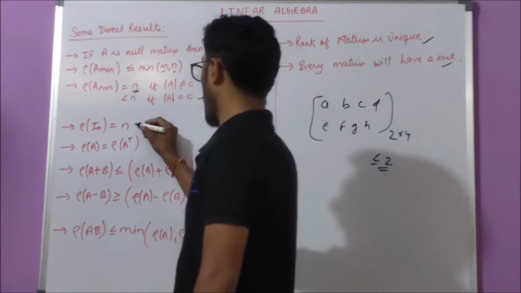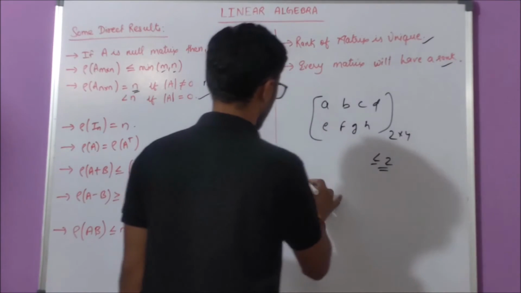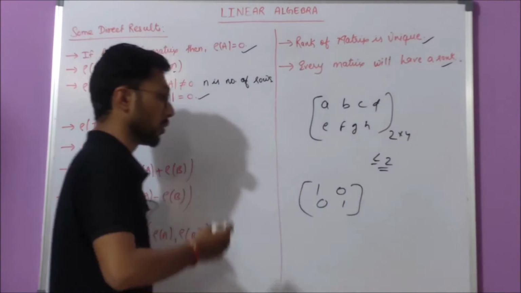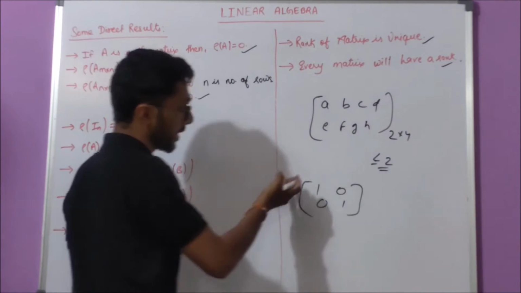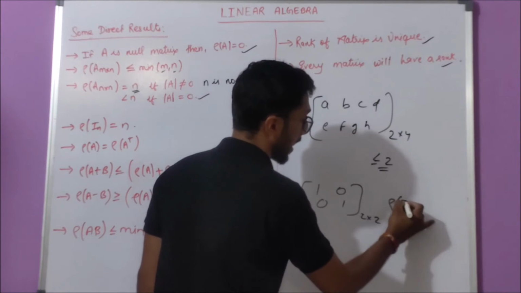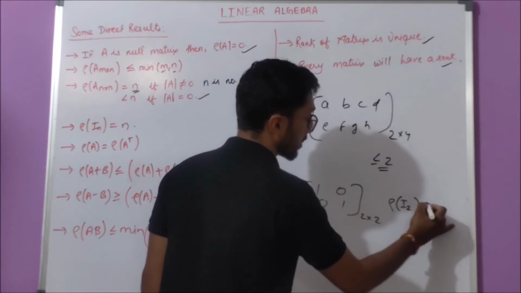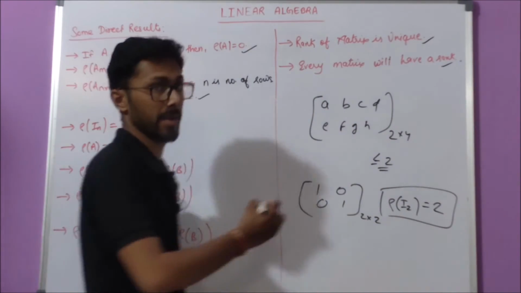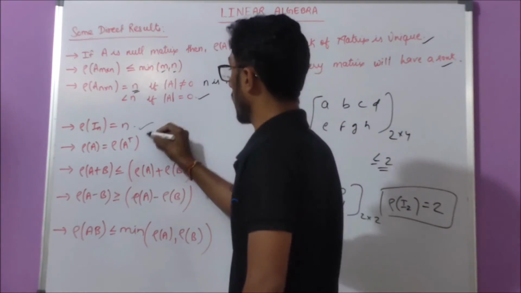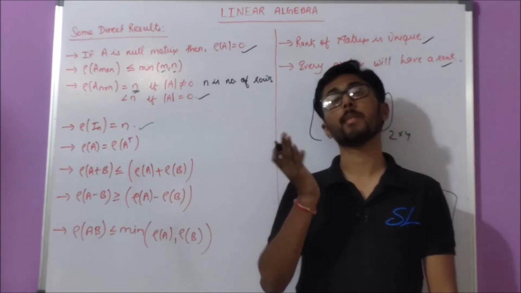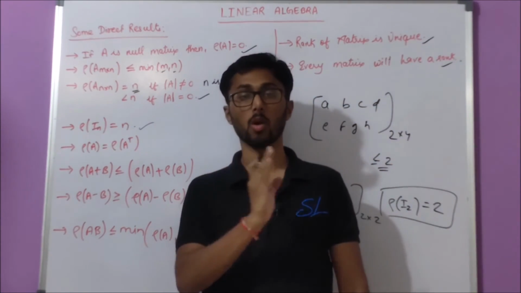Now if an identity matrix is given, then its rank is equal to the number of rows in that matrix. In this matrix the number of rows is 2, so the rank of an identity matrix with 2 rows is equal to 2. So the rank of an identity matrix with n rows is equal to n. Now the rank of a matrix A and its transpose is always equal.